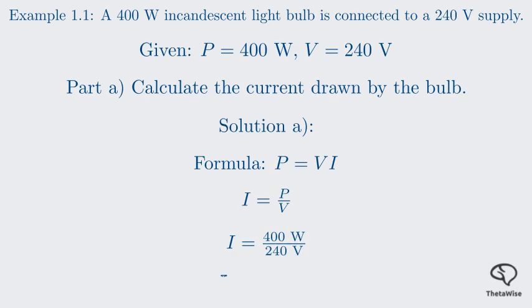The result is 1.666 amperes. As the exam tip suggests, we should round this to 3 decimal places. So, the current is 1.667 amperes.